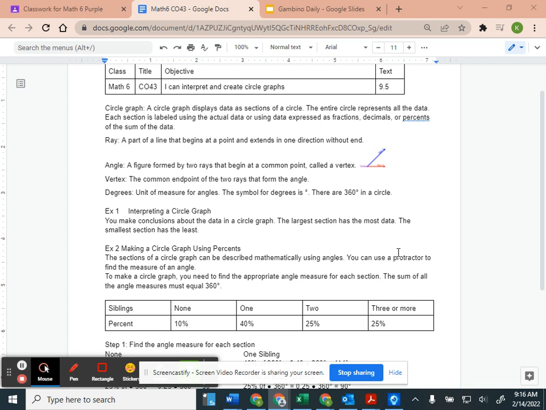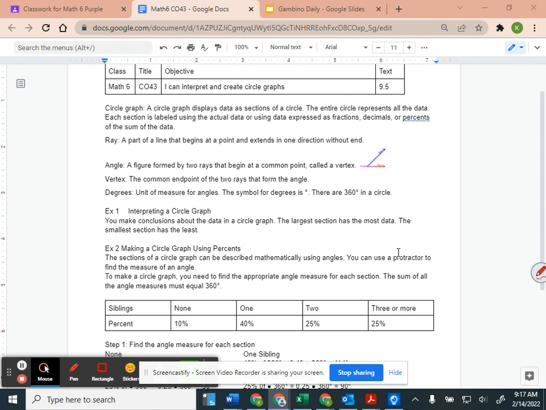Good morning. Today we are continuing with our Unit 7. We are doing CO43. I can interpret and create circle graphs. This is going to continue working with our percentages. So the first thing we need to know is, what is a circle graph? A circle graph displays data as sections of a circle.